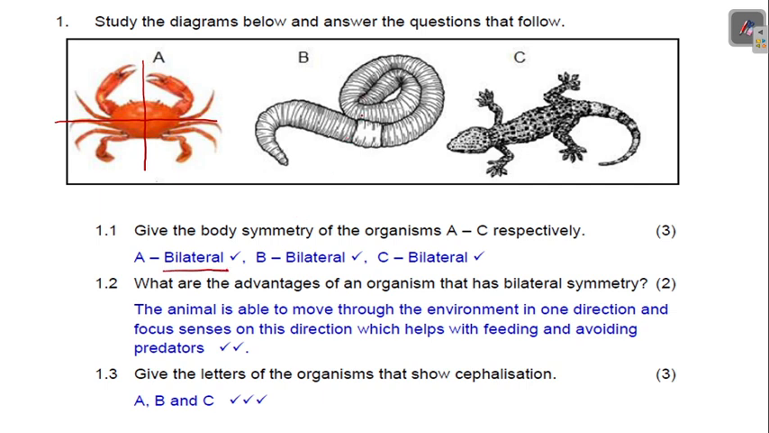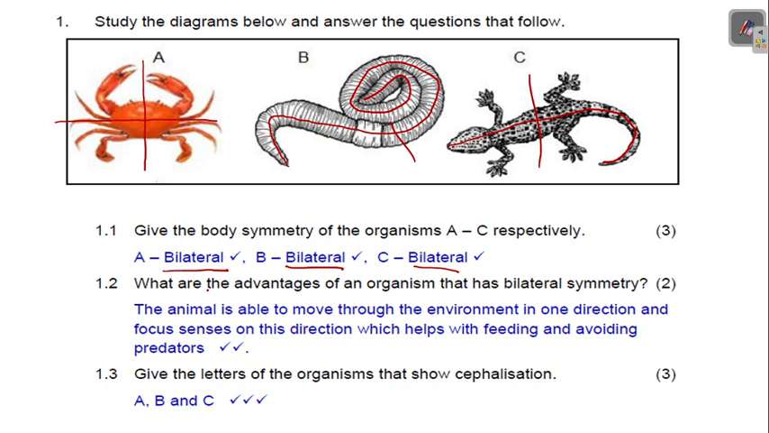Same with this earthworm. If I cut it from here, I will not get two identical halves. But if I cut along this axis longitudinally, I can get two identical halves. So it is also bilateral symmetry. And then obviously the lizard, the vertebrate: if I cut it longitudinally like this, I will get two identical halves. But if I cut it like this, I will not. So it has bilateral symmetry as well.